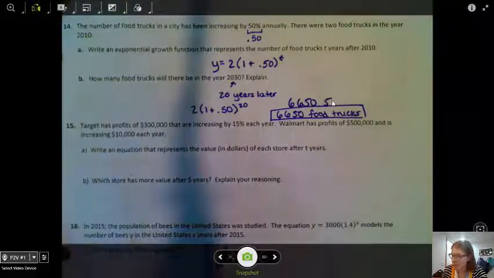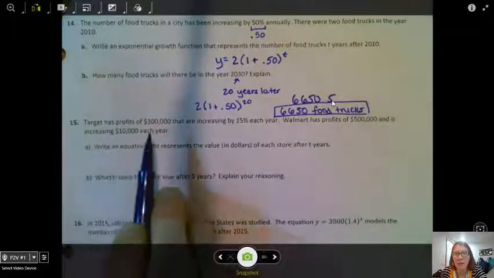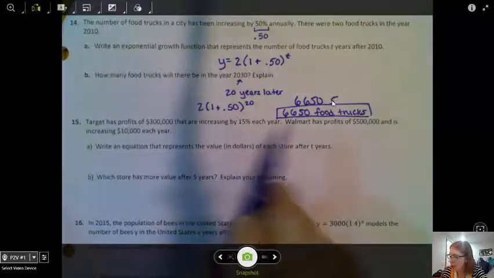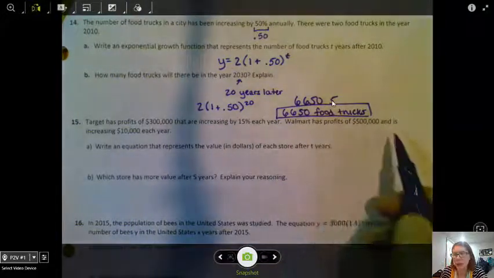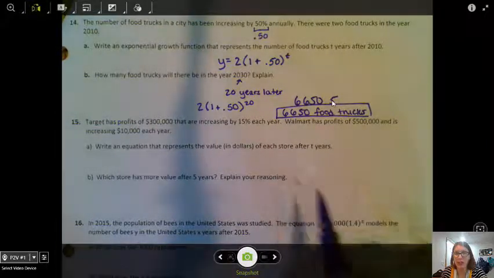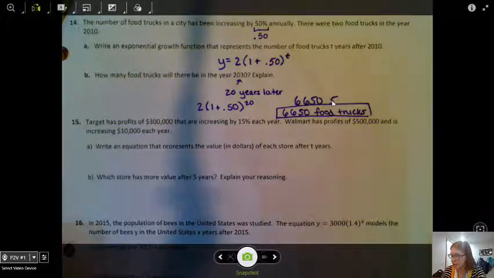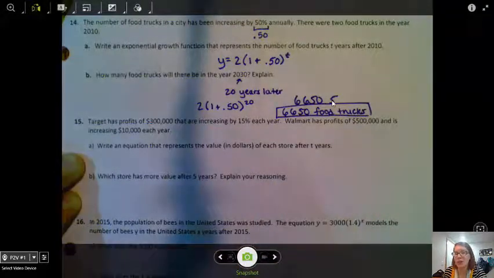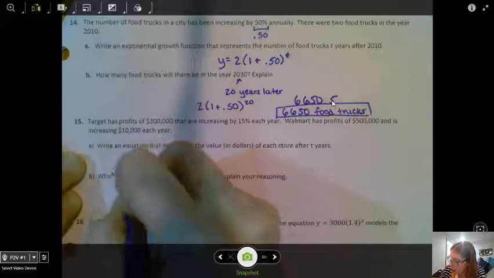All right, number 15 says Target has profits of $300,000 that are increasing 15% each year. Walmart has profits of $500,000 and is increasing $10,000 each year. Write an equation that represents the value in dollars of each store after T years. Let's start off with Target.